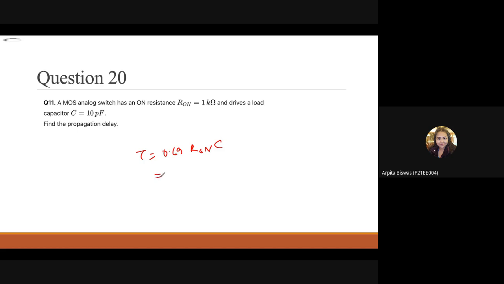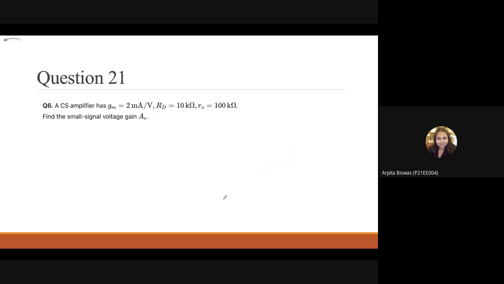So tell me the value. 0.69 into 10 to the power 3, into capacitance 10 picofarad, 10 into 10 to the power minus 12. So it is 6.9 nanosecond.